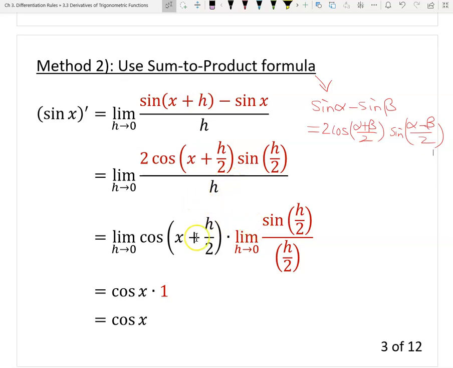Now this step is easy. The 2 is on the top, so if we divide both numerator and denominator by 2, the 2 goes to the bottom, giving h over 2. Then we separate it into two limits. The first, cosine, goes into one limit. The second, sine over h, this big term, goes into another limit.